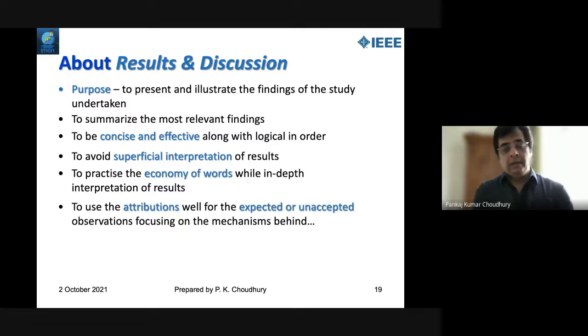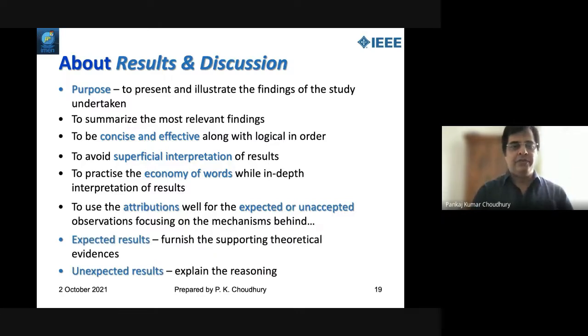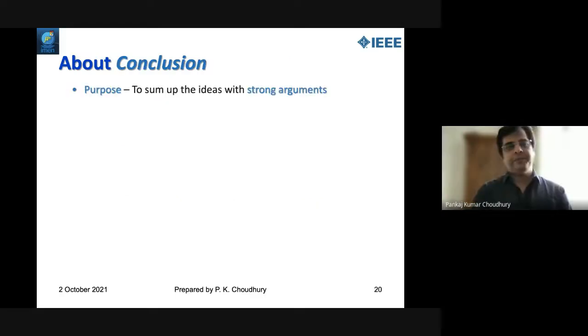Okay. Then if the results differ, you may have some sort of expected results and you may have some sort of unexpected results. If you get some results expected, then you furnish the supporting theoretical evidence. And if you get some sort of unexpected results, you explain the reasoning for that. So if the results differ from the expectations, one must explain why that actually happened. Okay, and if the results agree, then describe the theory along with the supporting evidence.